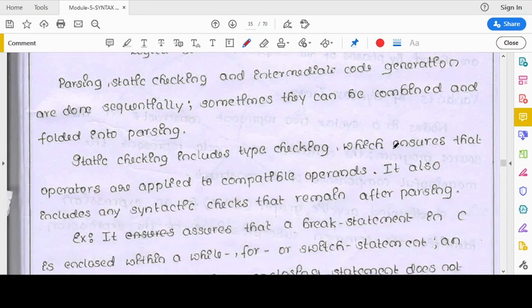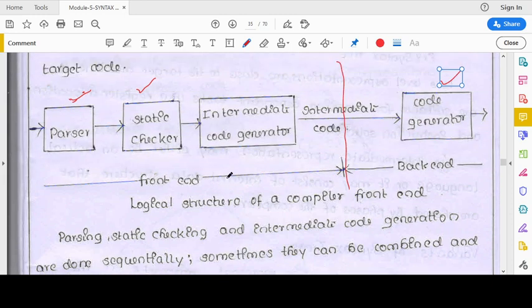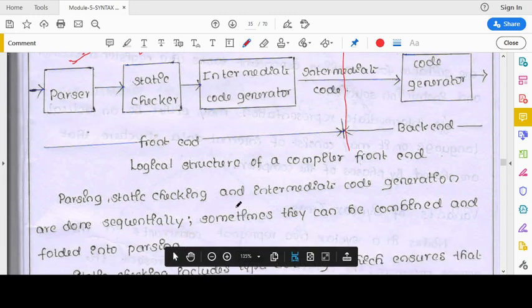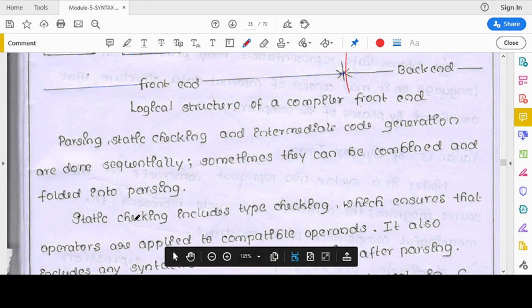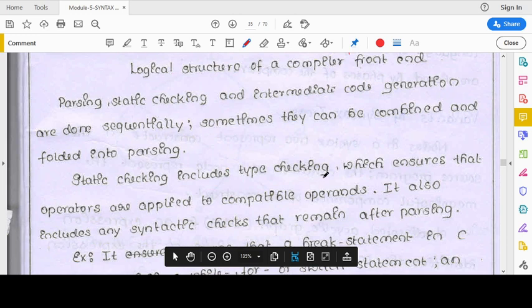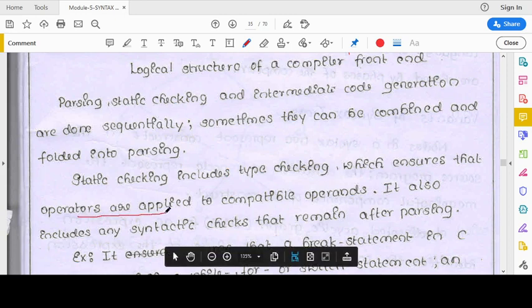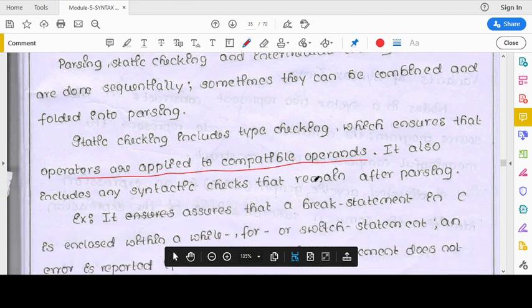A few things which we need to learn here is static checking. Parsing is what we have studied till now, and static checking includes type checking. What do we know about type checking? The data type checking, or whether it is according to the format or syntax or not. So ensuring the operators are applied to compatible operands or not. It also includes any syntactic checks that remain after parsing.